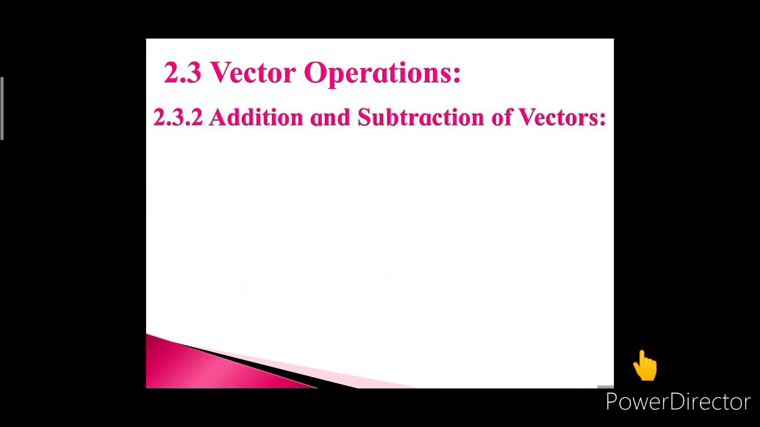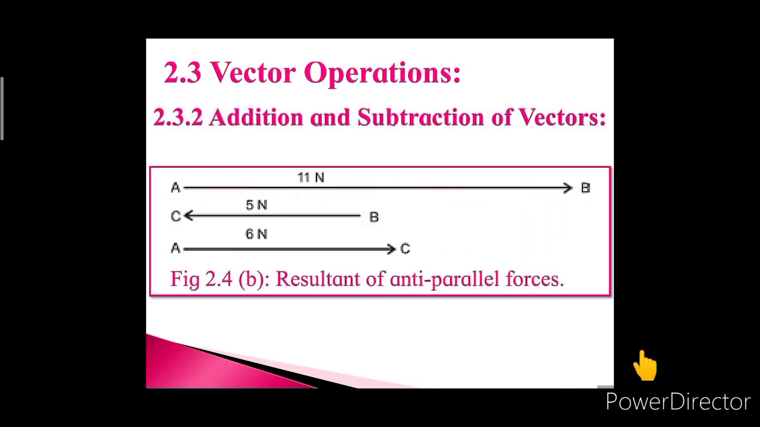However, if the individual vectors are anti-parallel, that is in the opposite direction, the magnitude of their resultant is the difference of the individual magnitudes, and the direction is that of the larger vector.